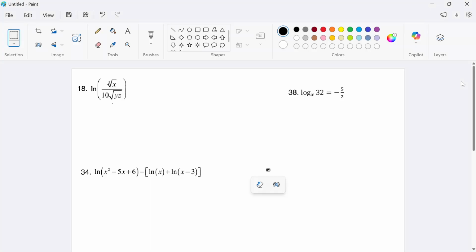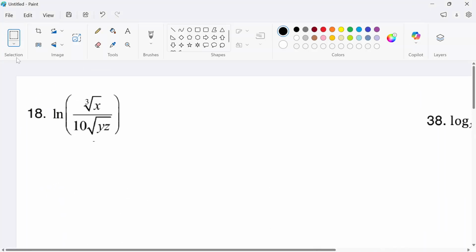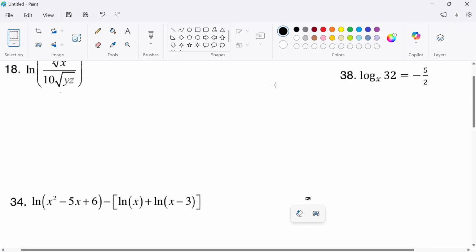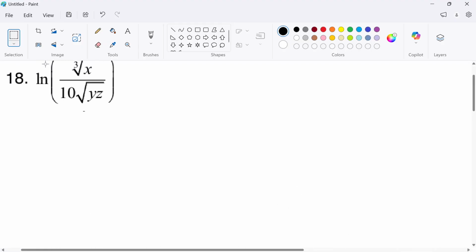These are questions from Precalculus Onramps, homework 3.0.2. I need to expand or contract logarithmic expressions and then also solve a log without a calculator.